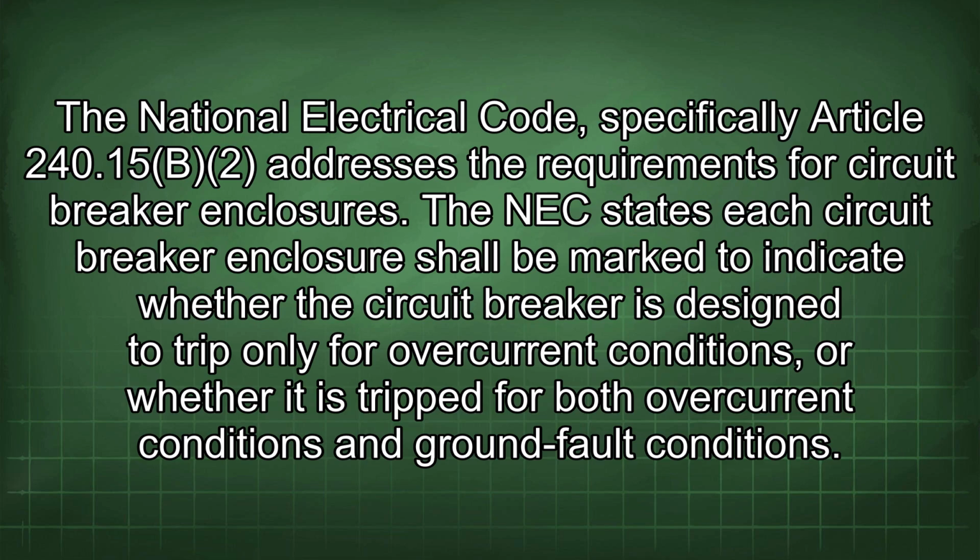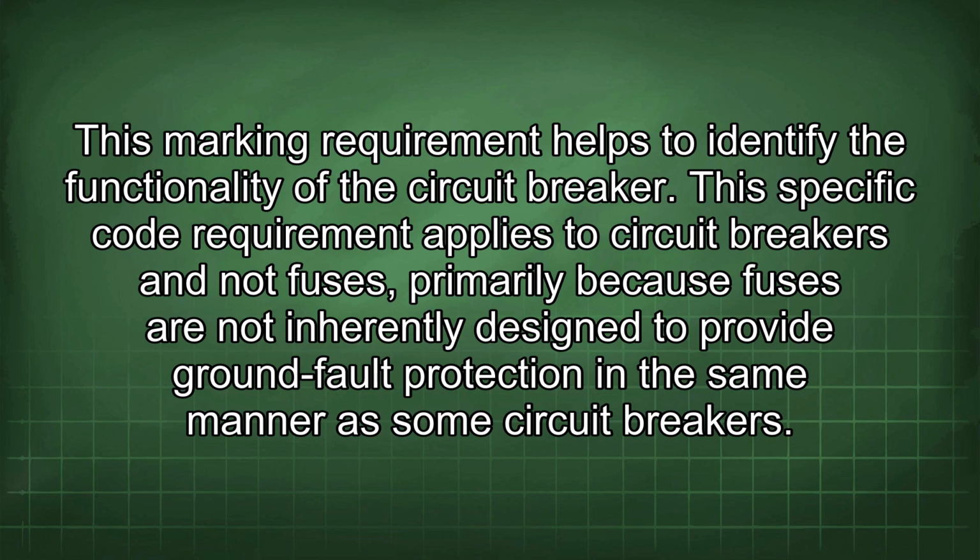The National Electrical Code, specifically Article 240.15(B)(2), addresses the requirements for circuit breaker enclosures. The NEC states each circuit breaker enclosure shall be marked to indicate whether the circuit breaker is designed to trip only for overcurrent conditions, or whether it is tripped for both overcurrent conditions and ground fault conditions. This marking requirement helps to identify the functionality of the circuit breaker.